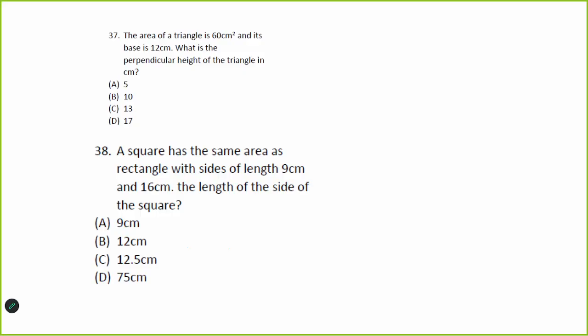Right? The area of a triangle is 60 and its base is 12. Right? So it would be base times height over 2. So it would have been 10. 10 times 12 over 2 is 120 divided by 2, which is 60. So you know it would be 10.